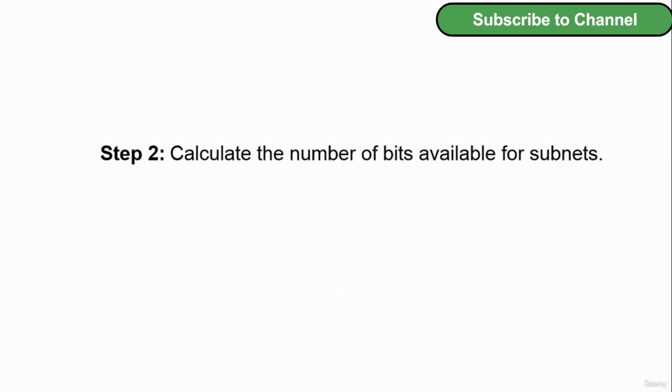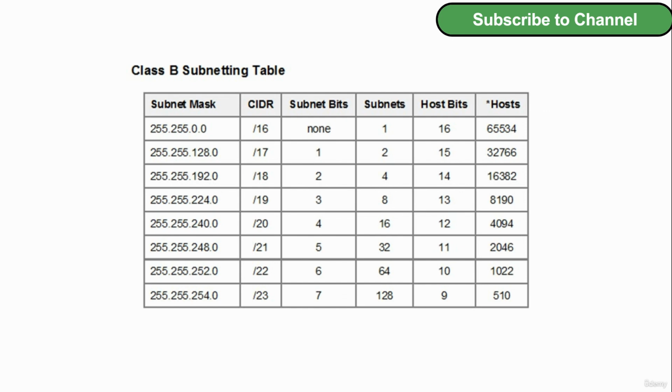And calculate the number of bits available for subnets. So in this case, I'm on my Class B subnetting table. I've got 7 bits available, and that's in the third octet. In this example, I'm going to subnet the third octet, and I've got 7 bits left there for subnetting. And that's a lot, and that gives me 128 subnets. So 128 subnets with 300 hosts per subnet is a lot.